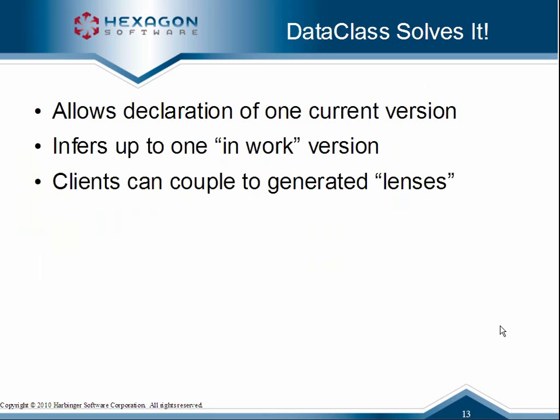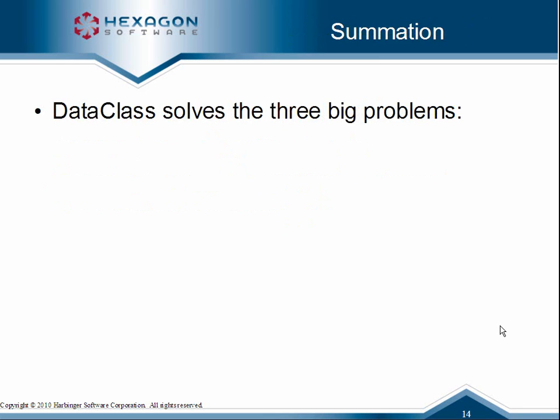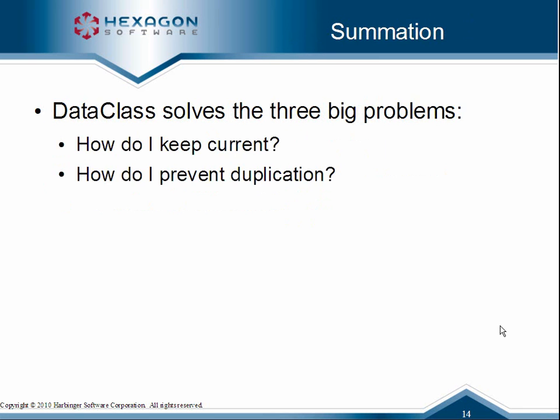Clients can couple to these generated windows into database design, and if you change whatever the current version is, they all get automatically upgraded. This puts control of what the definition of the current design of the database is in the hands of the database, where it belongs. A class of databases needs to be the thing that controls what the definition of its current design actually is. DataClass solves these three big problems. It solves how we keep things current, how we prevent duplication, and how we upgrade or build new databases.